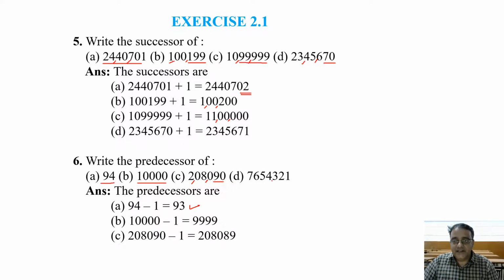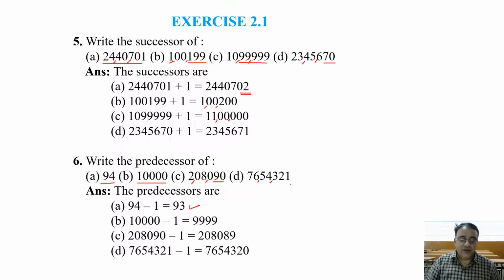Now the next number is 76 lakhs 54,321. So 321, the last hundreds place, उसमें -1 करेंगे तो 320 हो जाएगा. That is 76 lakhs 54,320. So this is the predecessor. Okay. So now we are moving toward the next topic, that is number line.